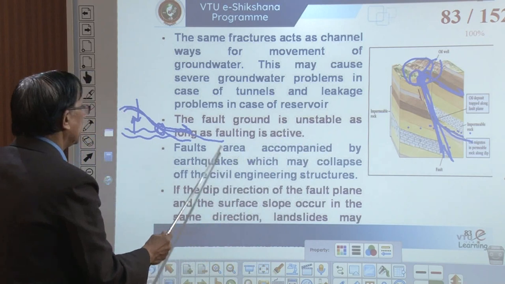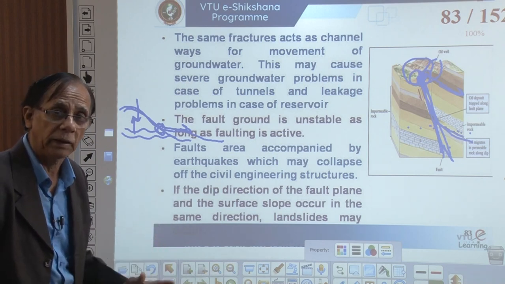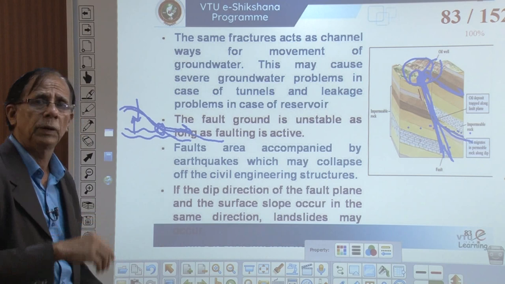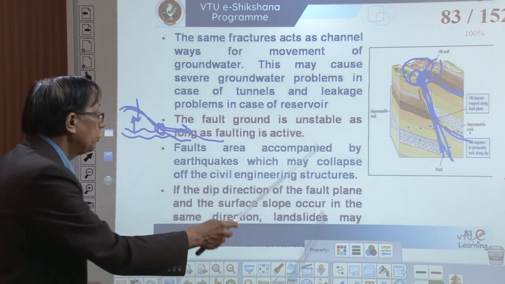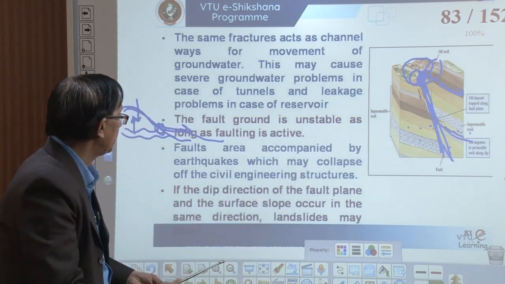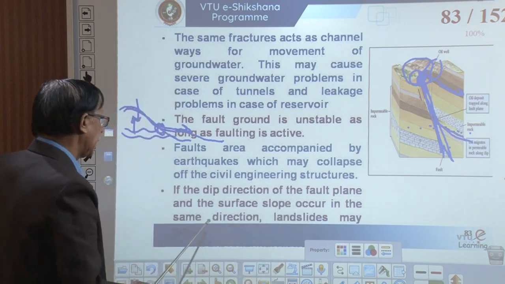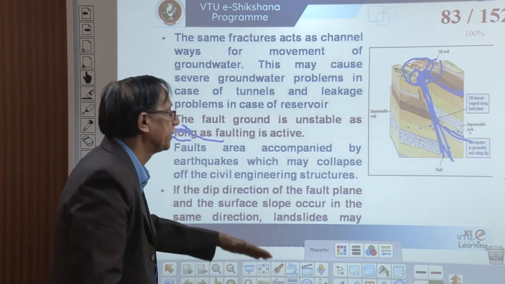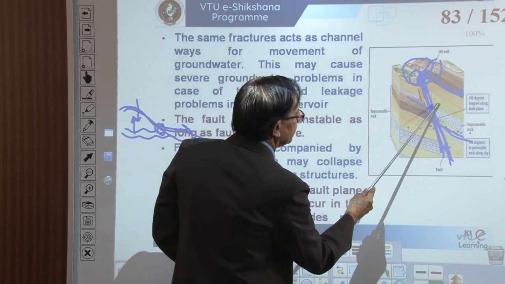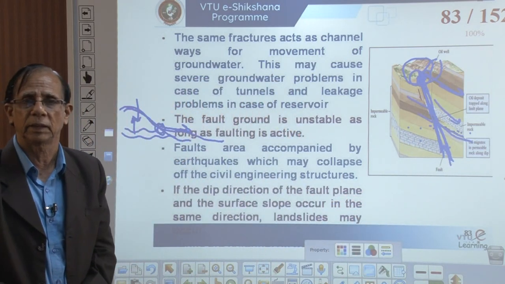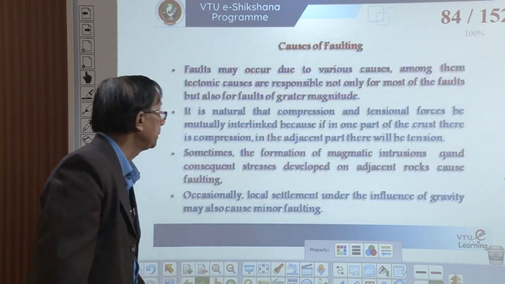The ground is unstable as long as faulting is active. The area where a fault is present, if the faults are active, is unfavorable for many projects like a reservoir. They are mostly accompanied by earthquakes, collapse of the land, landslides, etc. Therefore, unstable. If the dip direction of the fault plane and the surface slope occur in the same direction, the beds are also sloping, the land is sloping, the fault plane is also sloping, then there is a possibility of a slip and landslide. Huge landslides occur like this. Therefore, it is an unfavorable condition.